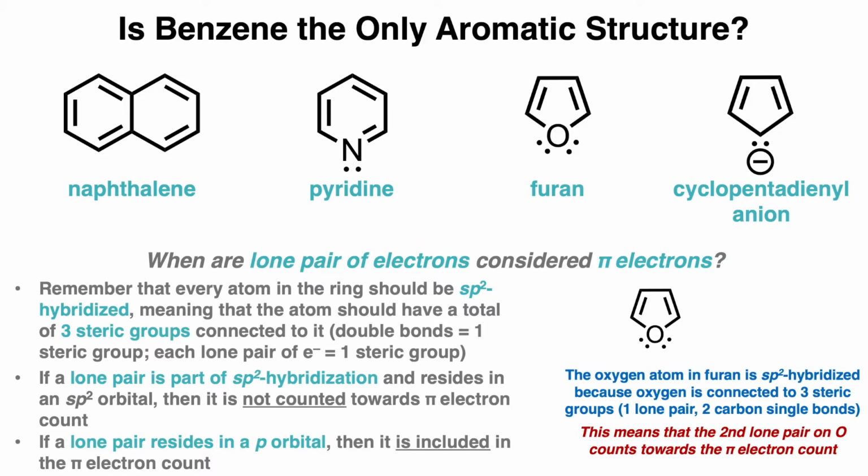Now if we look at the structure of furan, 4 of the pi electrons come from the 2 alkenes, and then 2 more pi electrons come from the second lone pair on oxygen. This means that furan has a total of 6 pi electrons, so we can set the equation of 4n plus 2 equal to 6. And since n is an integer of 1, this means that furan is aromatic.